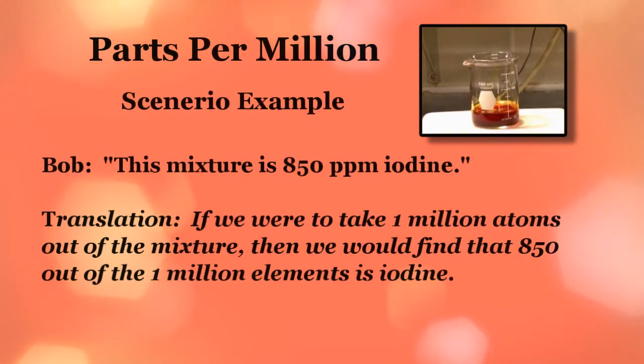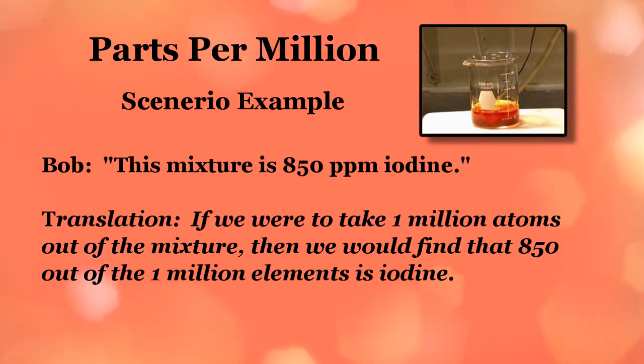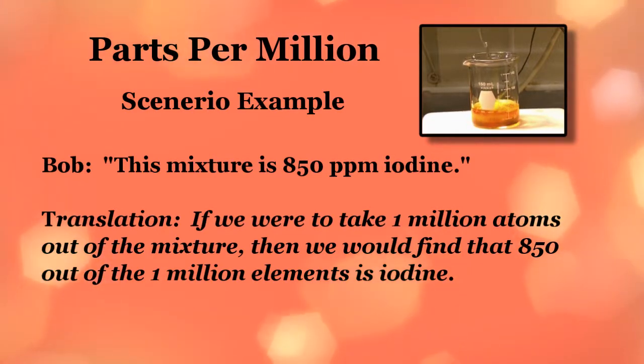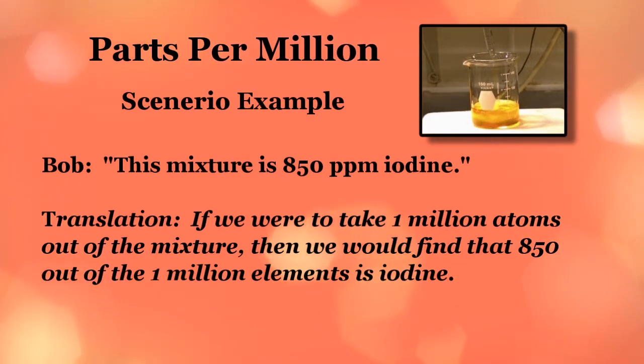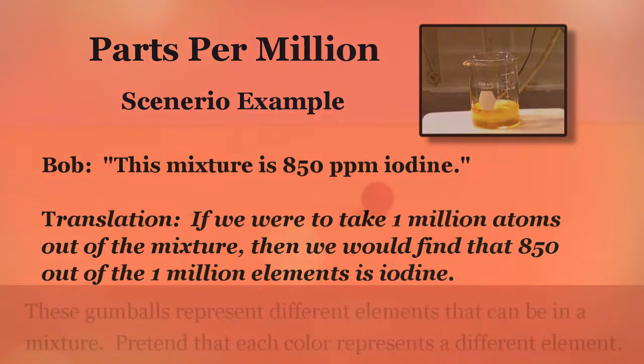Parts per million scenario example. Bob says, "This mixture is 850 parts per million iodine." Translation: if we were to take 1 million atoms out of the mixture, then we would find that 850 out of the 1 million elements is iodine.